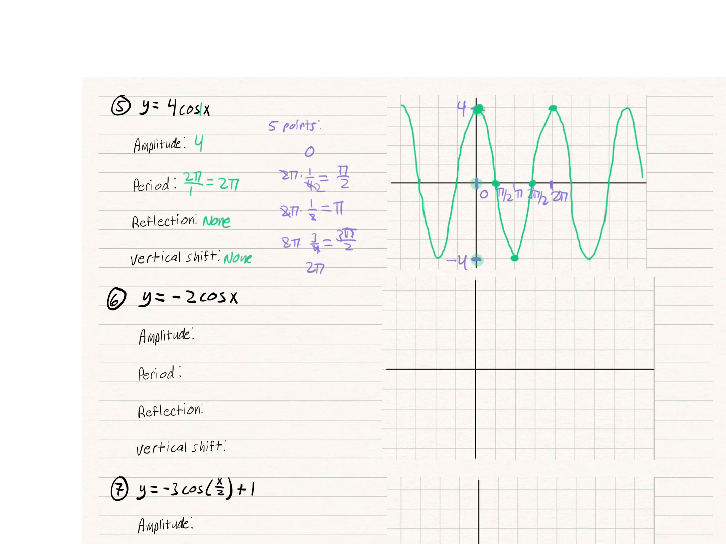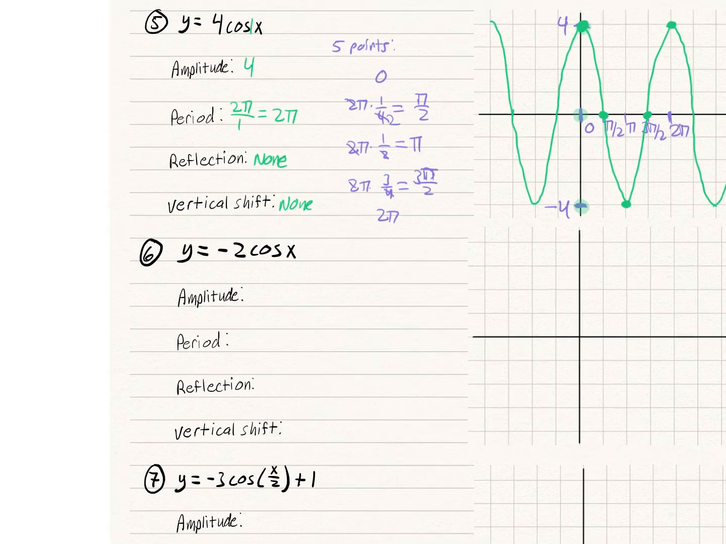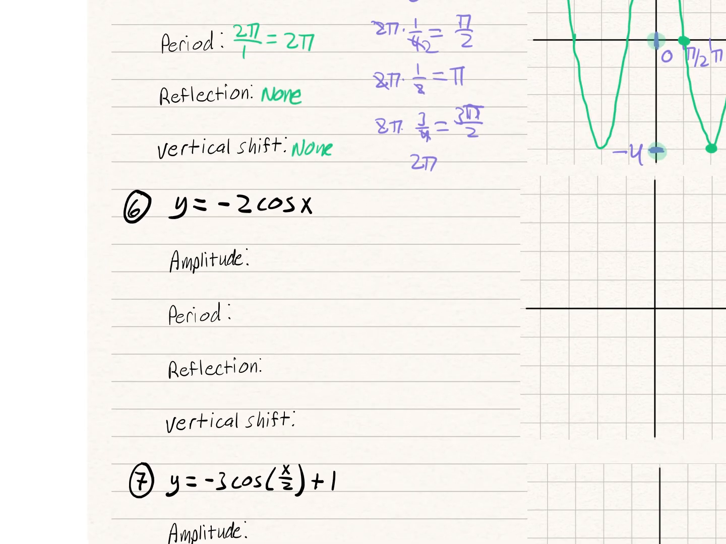All right. And then this next one, my amplitude, once again, is going to be whatever's in front of my cosine. It's going to be absolute value of -2, so 2. My period, there's nothing inside of the cosine with the x, so it's just going to be 2 pi. I do have a reflection, right? There is a negative, and there is no vertical shift.